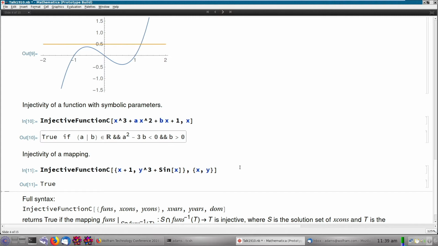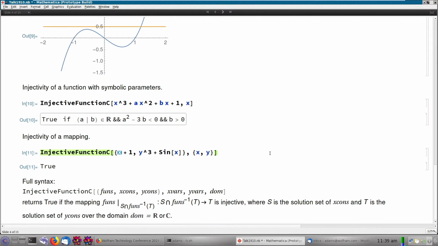And we have a mapping. So it's a mapping from R2 to R2, and we prove that it's injective. This one, of course, is very easy to decide. So we can solve for x and then solve for y.